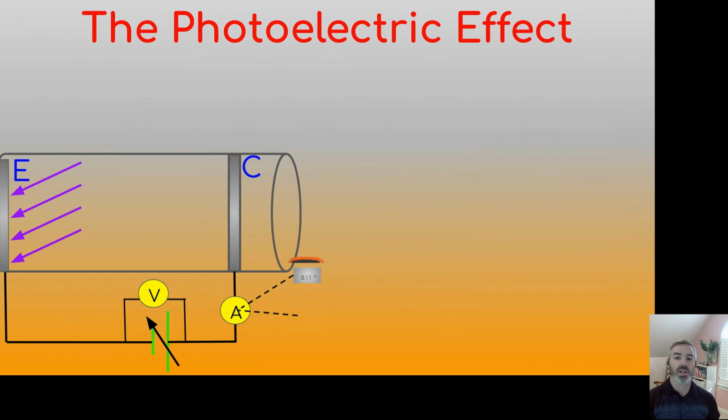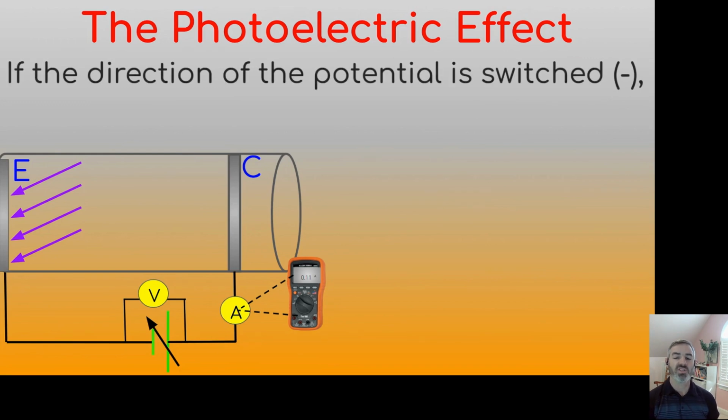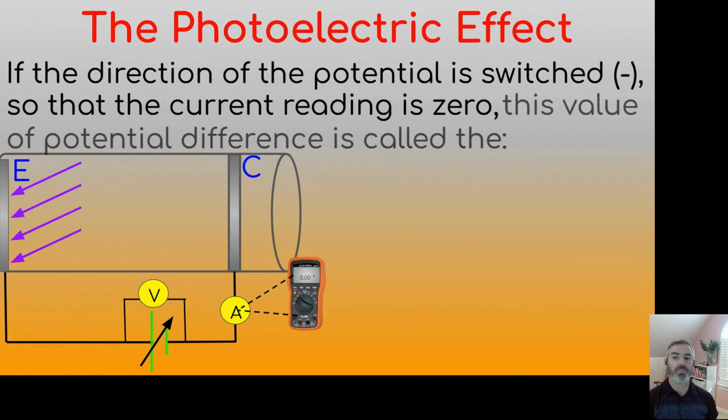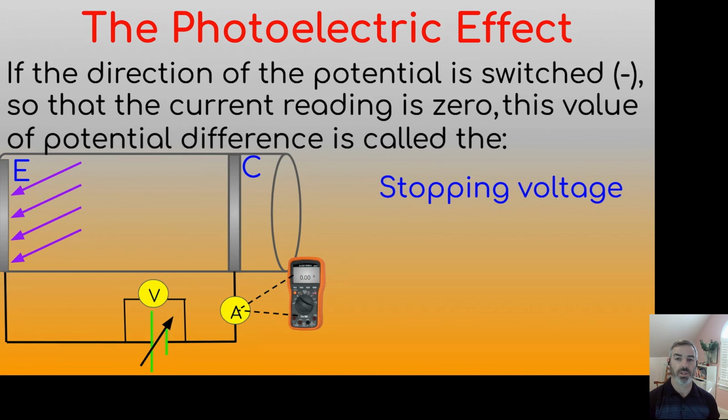Now, if we switch the direction of the potential and make it negative, the current reads 0. So we vary that voltage with light shining on the collector plate until the current decreases to 0. And the value of this potential difference is called the stopping voltage because it stops the electrons from getting to the collector plate.